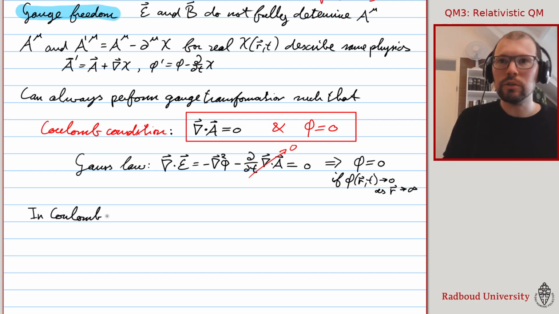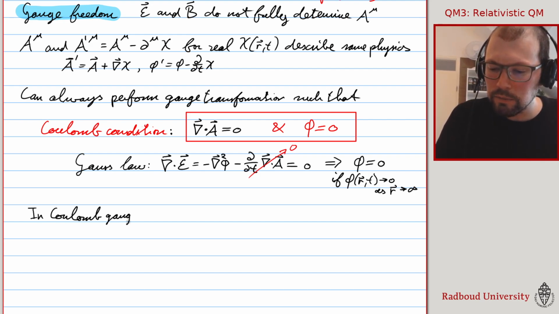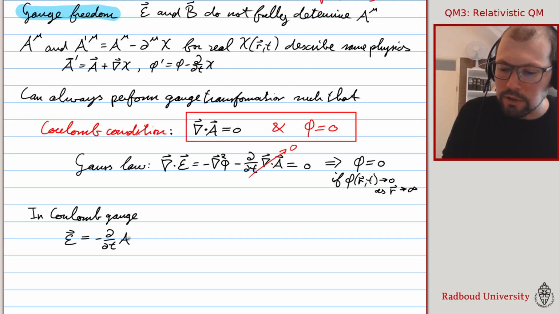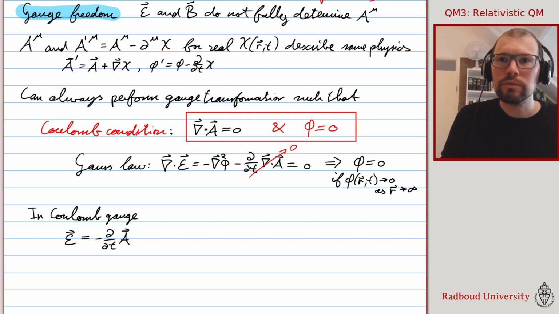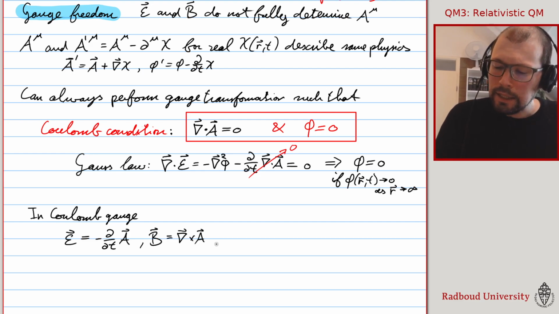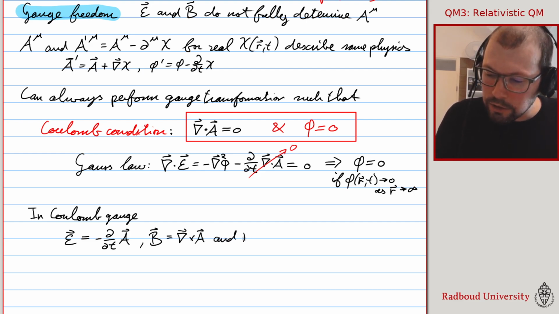So what do our equations look like in this Coulomb gauge? Now our electric field is simply minus the time derivative of the vector potential, and the magnetic field is the curl, as usual. And how about the Maxwell equations? Let's see.